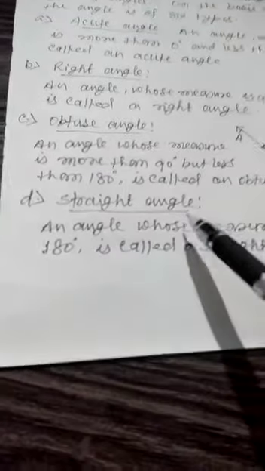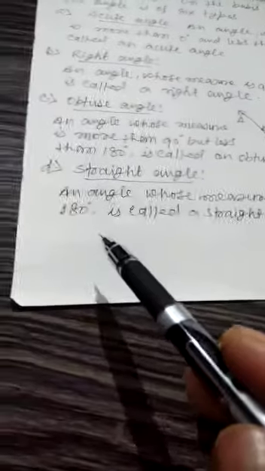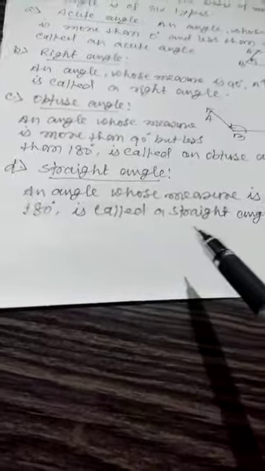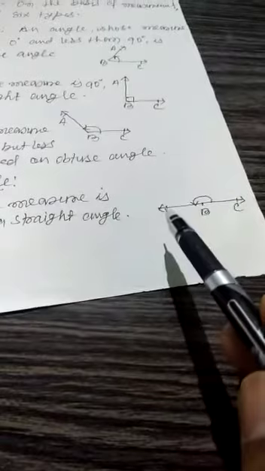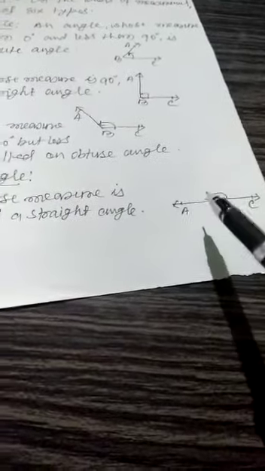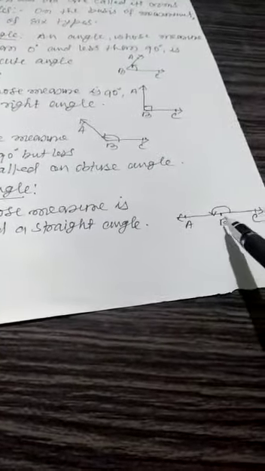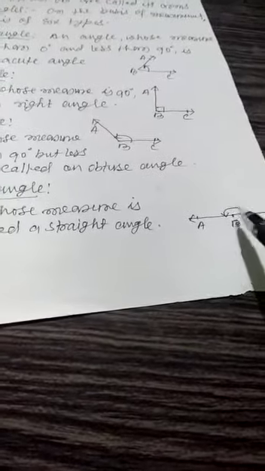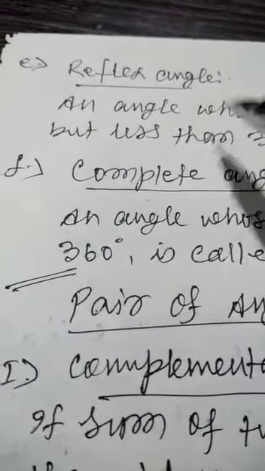Fourth, a straight angle. An angle whose measure is 180 degree is called a straight angle. You can see in the figure, this is angle ABC. Rays BA and BC are opposite to each other. That's why it is a straight angle and its measurement is 180 degree. Clear?